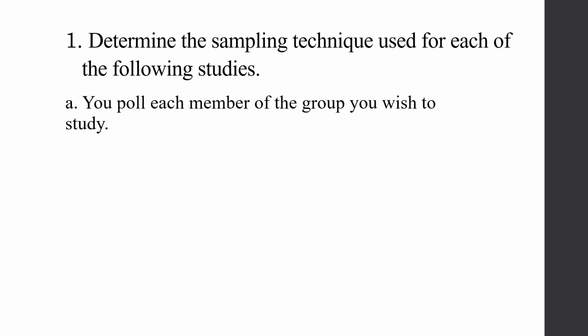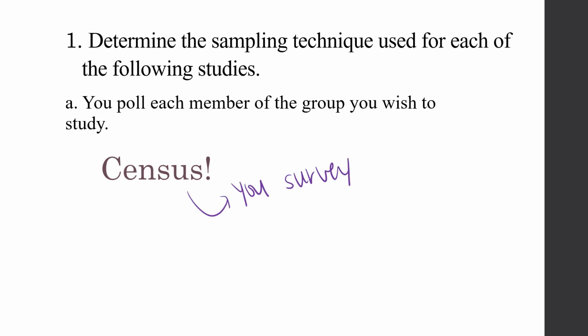Let's look at some examples. Determine the sampling technique used for each of the following studies. You poll each member of the group you wish to study. This is actually one that we didn't talk about today, but we did talk about it in the first section, section 1.1. What is it called when you survey every member of your population? That's called a census. That's where you survey every member of the population.